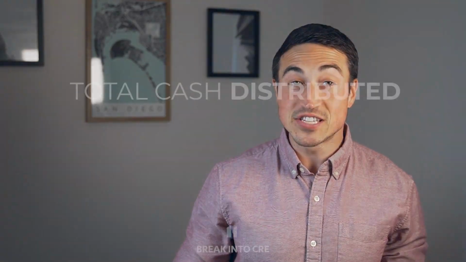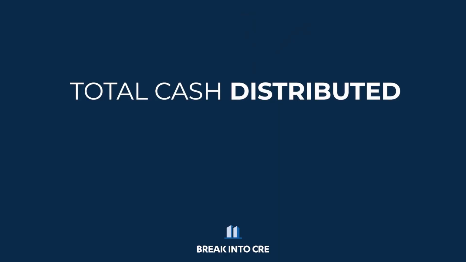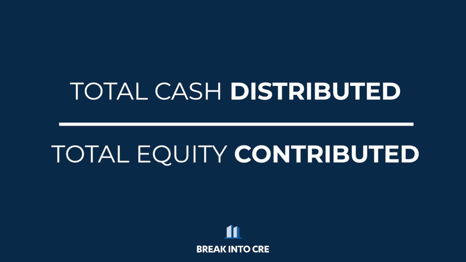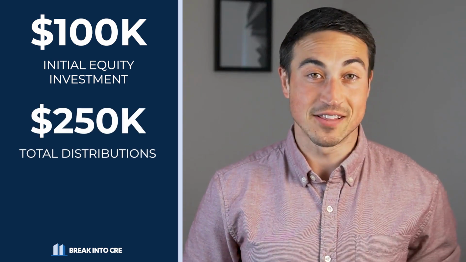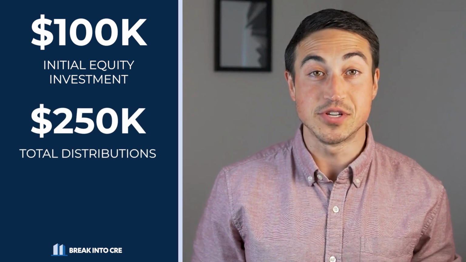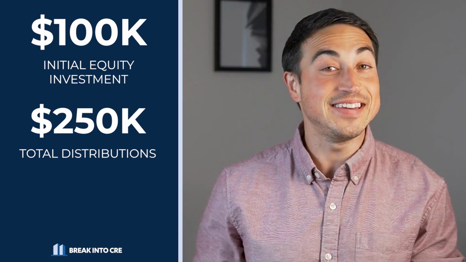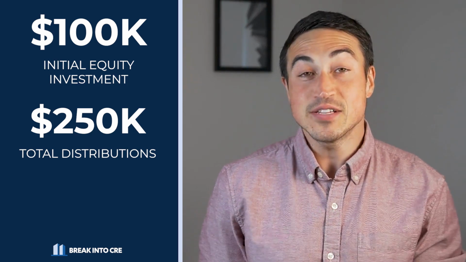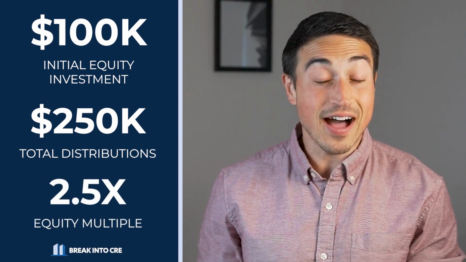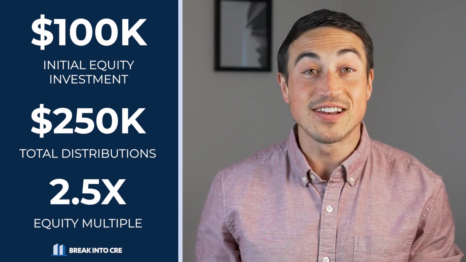So in its simplest form, the equity multiple represents the total cash flow distributed on a given investment over time, divided by the total equity contributions throughout the life of the deal. This means that if you invest $100,000 into a project and you receive $250,000 back in total distributions from the time that you made that initial investment in the property, this would represent a 2.5x equity multiple on your initial equity investment.